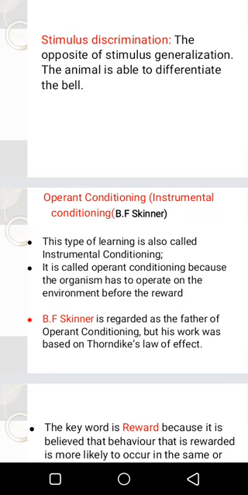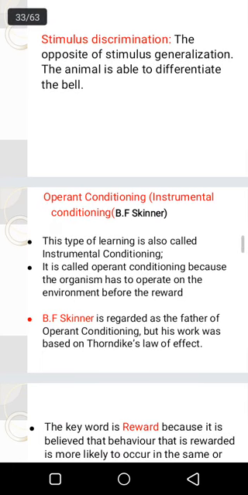Okay. So we are going to go to our second theory of learning, which is no other than operant conditioning or instrumental conditioning. It was founded by a man by the name of B.F. Skinner. Operant comes from the word operation. This type of learning is also called instrumental conditioning.